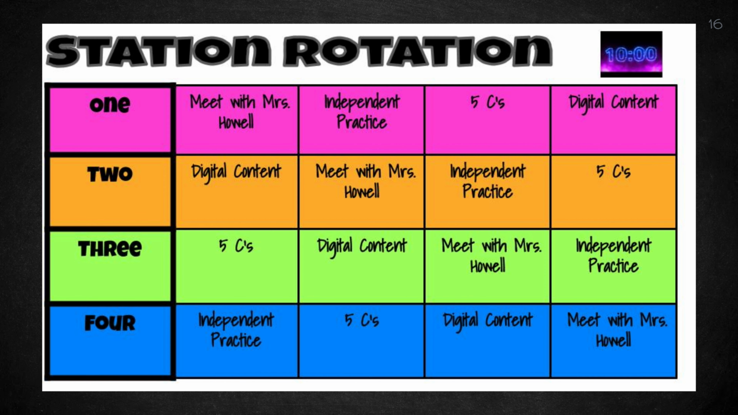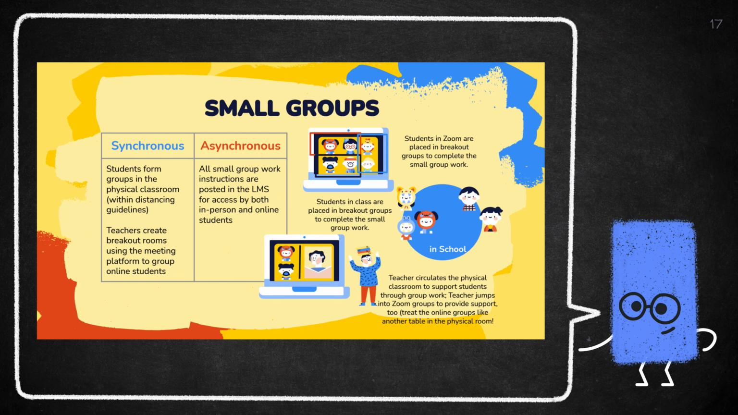In this example, you can see there's a timer utilized from YouTube so students can stay on task. And the 1, 2, 3, 4 is the group, and they're showing how they're going to work through the stations. Group 1 is first going to meet with the teacher, then going to move to independent practice, then going to their 5C station, and then doing some digital content, and they rotate through like that. If you're a teacher who does something like the Daily 5 or reading or math workshop, this is the type of structure that you have in place.